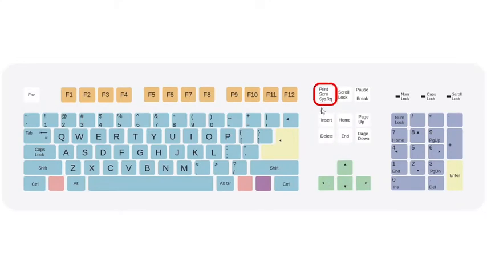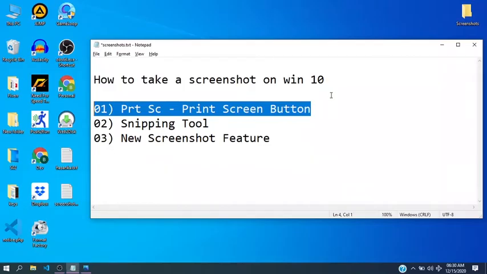To try this method, you have to find the print screen button on your keyboard. It is right here most of the time, and some keyboard layouts have a different place for this button, but all keyboards have it, so just find it and press it once. Nothing appears, and that's okay.